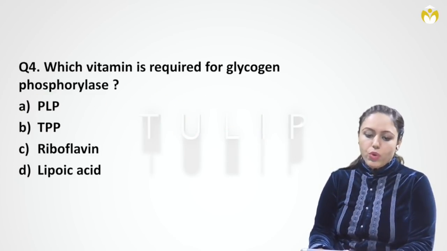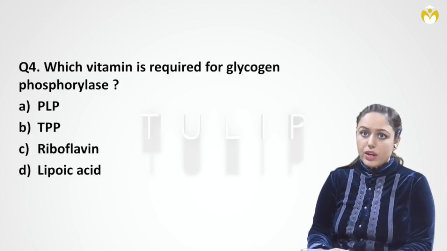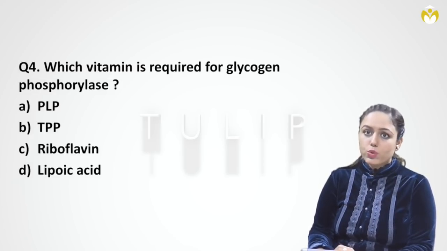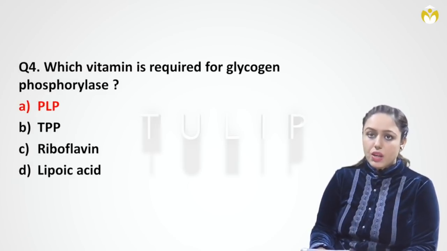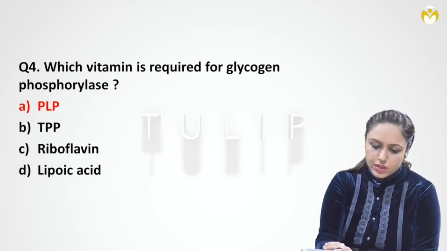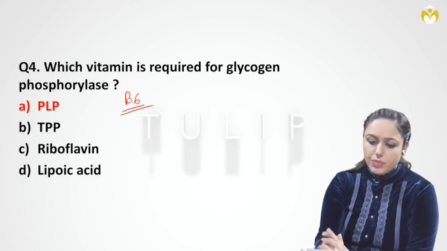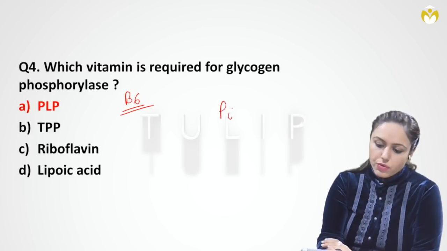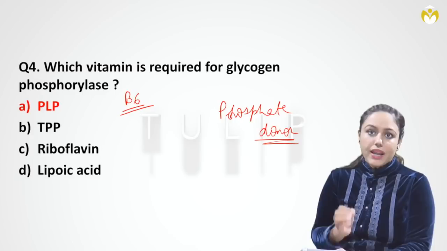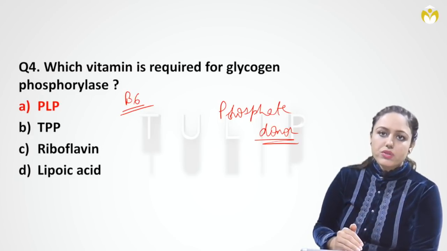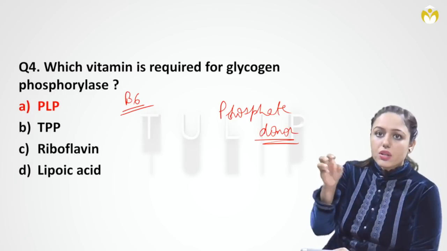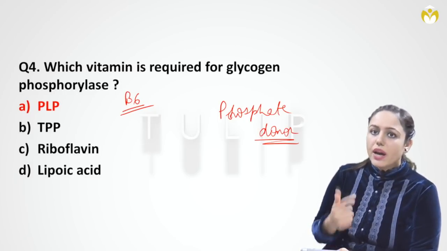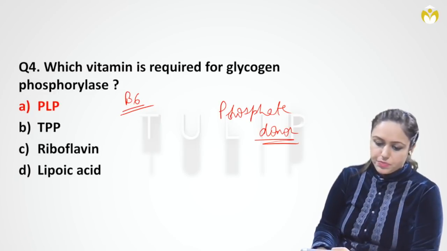Now, next question number 4. Which vitamin is required for glycogen phosphorylase enzyme? This is the rate limiting enzyme for glycogenolysis, and it requires PLP, that is pyridoxal phosphate, which is vitamin B6. This PLP is not required as a coenzyme for this enzyme, but it is required as a phosphate donor. Because this enzyme, glycogen phosphorylase, will cut glycogen. Alpha 1,4 bonds are cut and the glucose released is transferred inorganic phosphate. So that phosphate is taken from PLP, right?